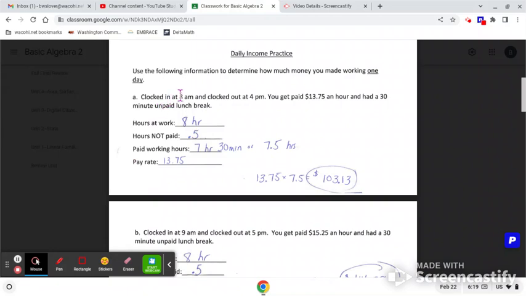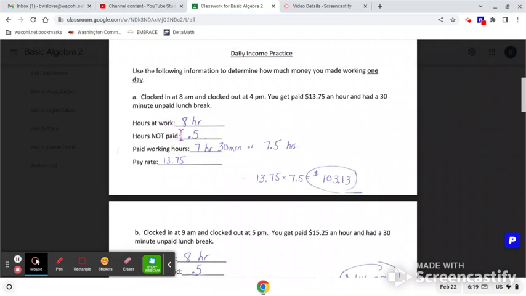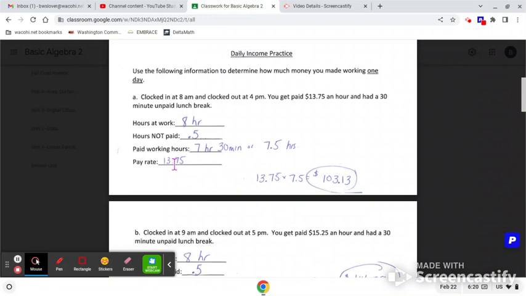So my elapsed time from clocking in at 8 a.m. to 4 p.m. is 8 hours. I have a 30-minute unpaid lunch break. So I'm going to subtract half an hour, 0.5 hours. So 8 minus 0.5 was the 7 hour and 30 minutes, or the 7.5 hours. So to figure out how much I get paid, I take my pay rate, which I tell you in the problem, and I multiply by how many hours I worked. So today I made $103.13.